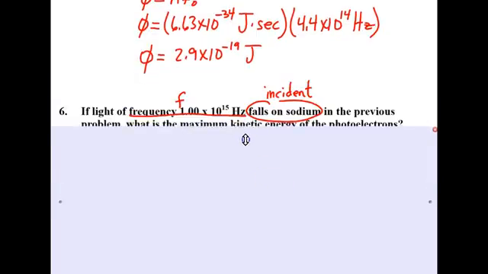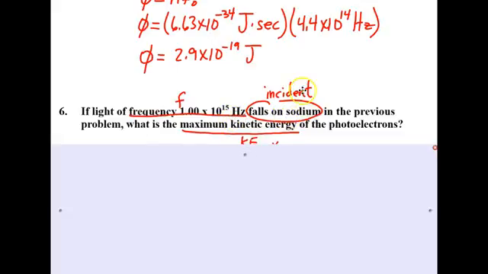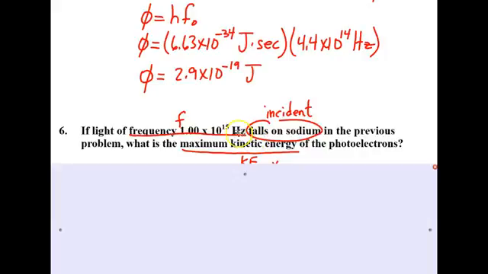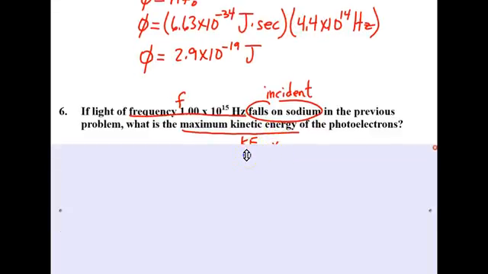Number 6. If light of frequency 1 times 10 to the 15th hertz falls on sodium, that means it's incident on sodium in the previous problem, what is the maximum kinetic energy of the photoelectrons? Well, first thing you want to check is whether the incident frequency is greater than the threshold frequency. You can see that 1 times 10 to the 15th is greater than 4.4 times 10 to the 14th, so we can proceed here.